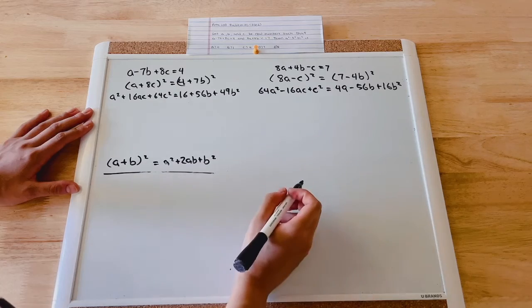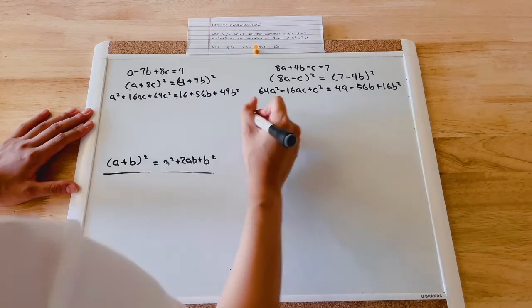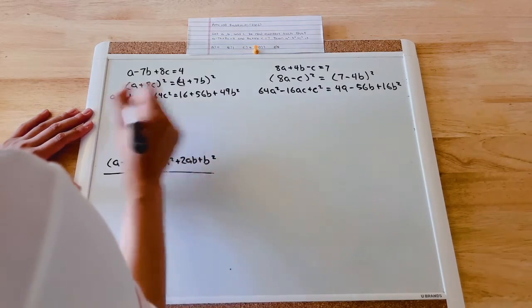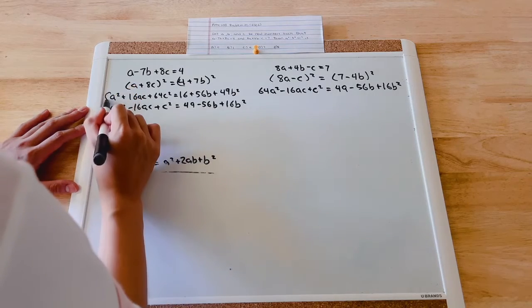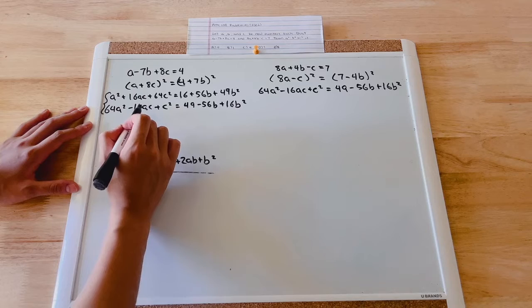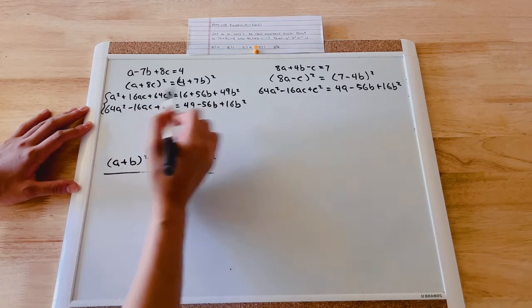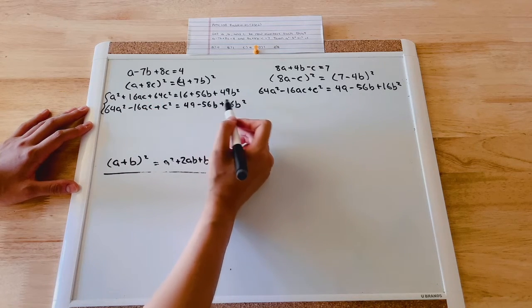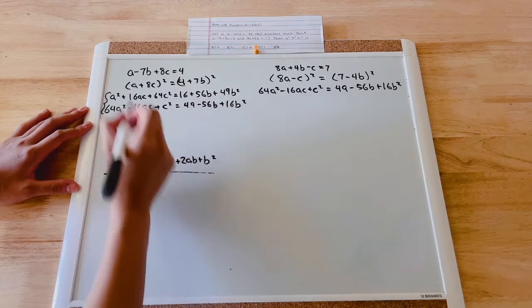If we put these two equations side by side, then we can see the similarity. So let me just copy this over here. Now let's look at these two equations. Well, if we added these two equations together, then you can see that the 16AC and then the 56B's will cancel out. So let's see what this does.